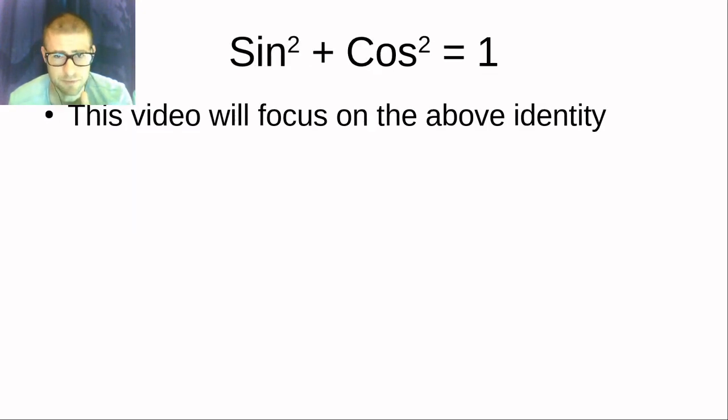So we're going to focus on one identity in particular because I think it's the easiest to figure out, and I think you'll use it quite often. This is going to be sine squared plus cosine squared equals 1.